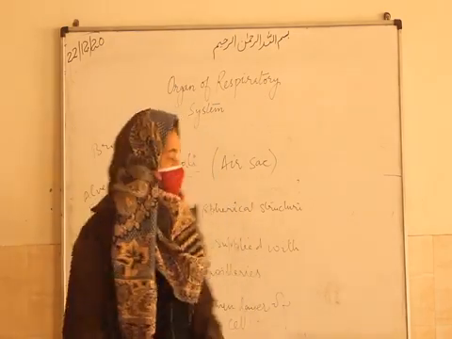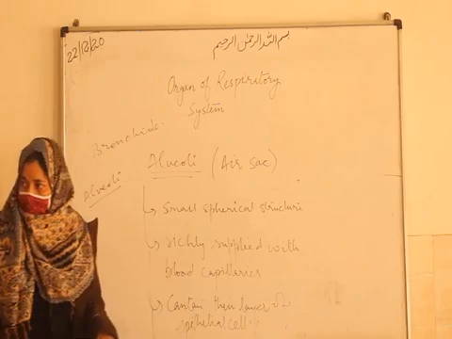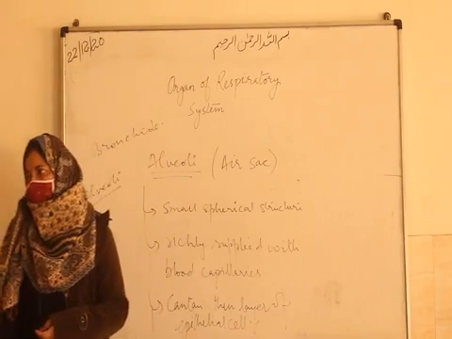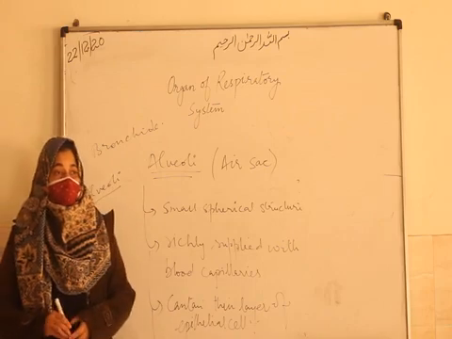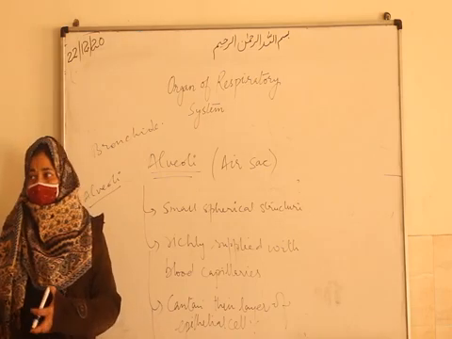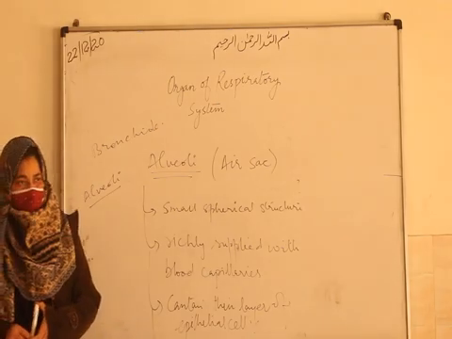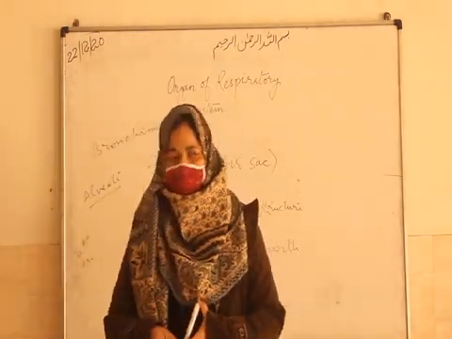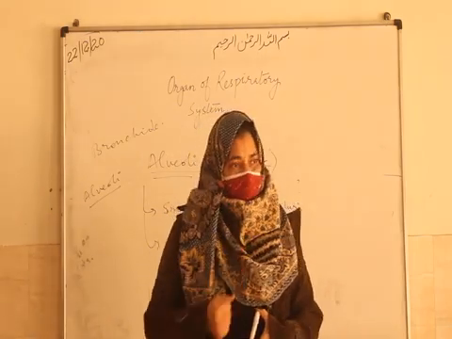Alveoli are spherical and usually supplied with blood capillaries. What is the use of these blood capillaries? They take the blood so that it can exchange the oxygen. Gases diffuse in and out easily, and then it is carried to the different parts of the body.